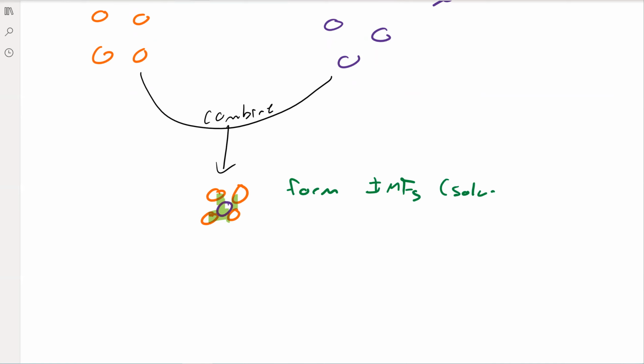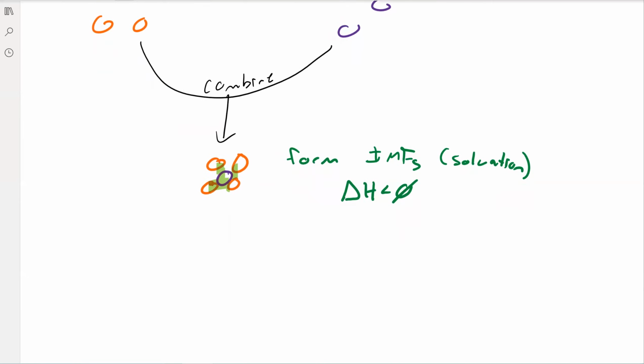Sometimes this is called solvation because the solvent particles are surrounding them, right? And so we're forming these intermolecular forces. And the same way when we form bonds, it releases energy. When we form intermolecular forces, that also releases energy. And so this delta H is less than 0.